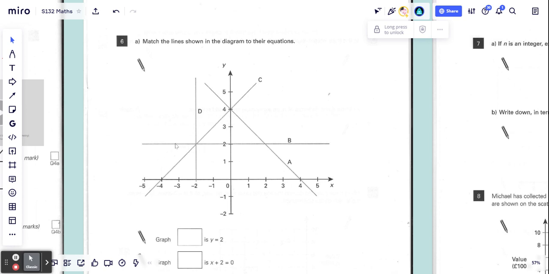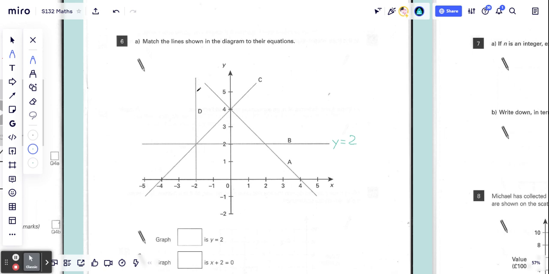When x is minus 5, y is 2. When x is minus 4, y is 2. y is 2 all the time. So the equation for this line here is simply y equals 2. Okay? And if we look at this vertical line here, now it's the other way around.